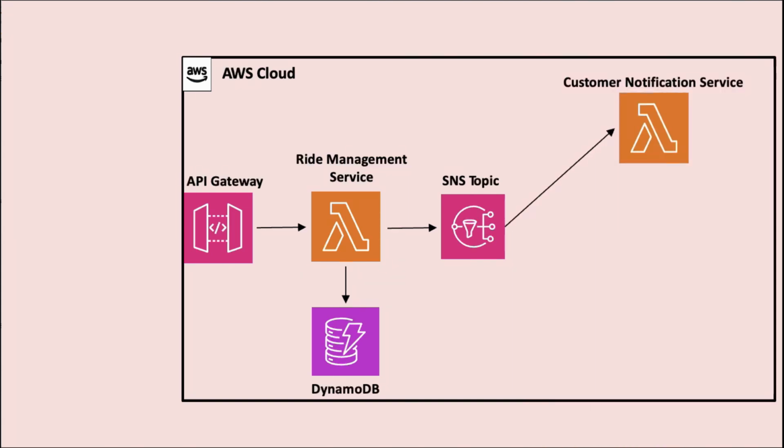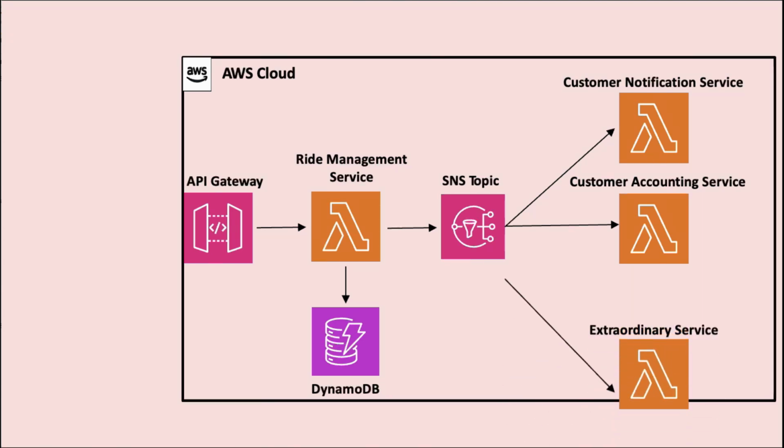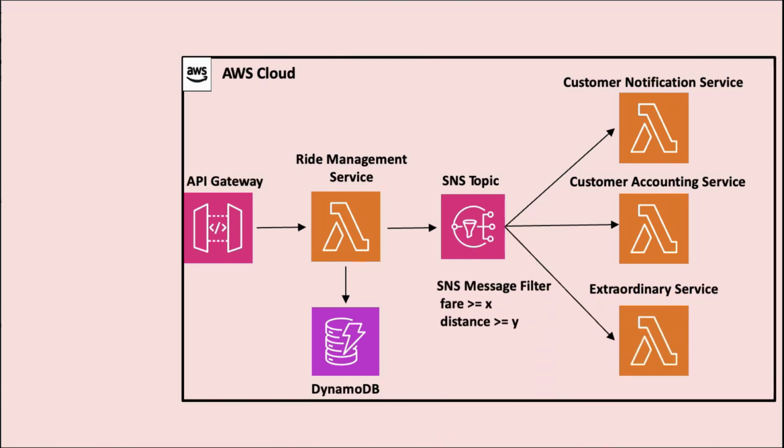One of the components is the customer notification service, which is also implemented as Lambda. Another one is the customer accounting service. Then the third one is the extraordinary service, which is using a message filter. That means only if the fare is greater than or equal to X and the distance is greater than or equal to Y, only if this condition is matched, then the filter is true, and the message will be sent to the extraordinary service. Otherwise, all the messages will be sent to the customer notification and the accounting service by default because there is no filter for them.